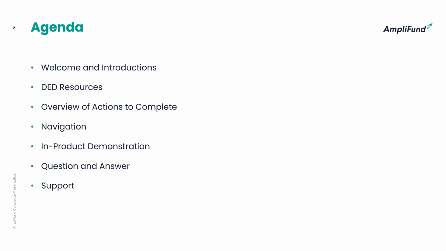Then I'm going to briefly go through a list of some of the actions that you'll be asked to complete for your award and how to complete those actions within Amplifund. For those of us that it's our first time utilizing Amplifund, we'll have a brief overview of navigation, and some of that navigation is going to cover where you can find the different areas and sections of the system that you'll need to leverage to complete any of the required activities for your CCCFF award. And then we're going to dive into Amplifund and walk through all of it in the system.